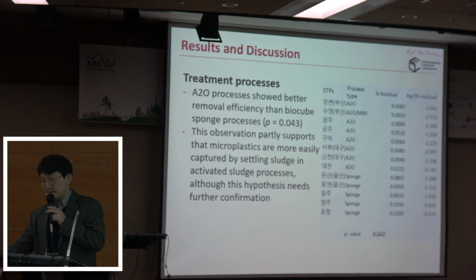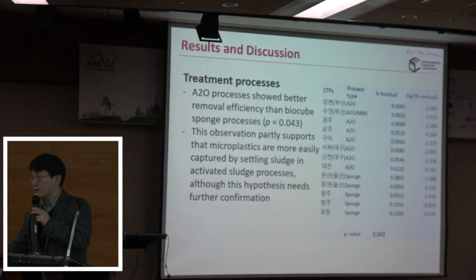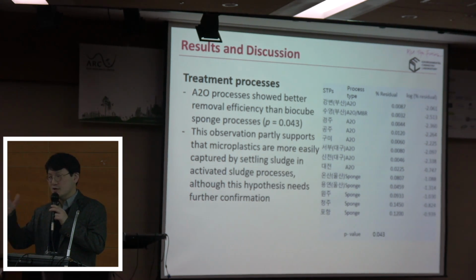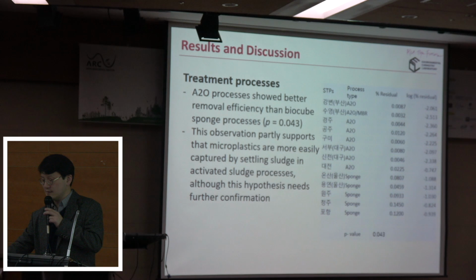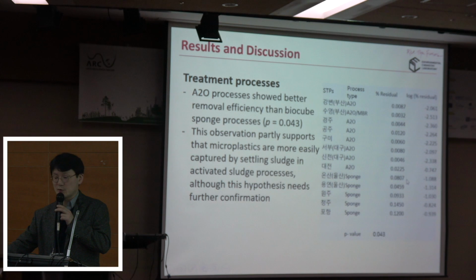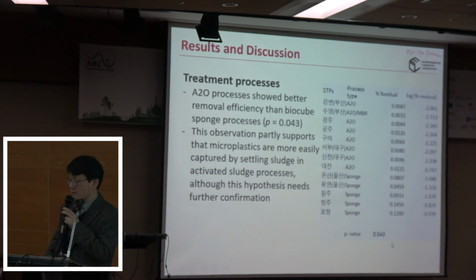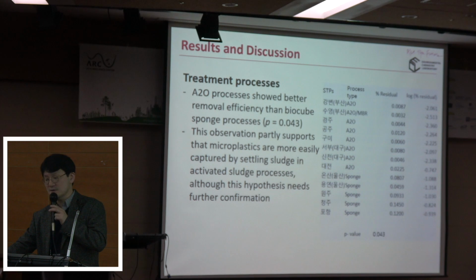And the final assessment from the preliminary study is on the performance of typical wastewater treatment processes on the removal of microplastics. The A2O, the anaerobic-aerobic process, was quite efficient to remove the particles, but the sponge biocube method was less efficient to remove the particles. And the p-value between two groups of treatment processes is less than 0.05, which means that we have a significant difference between the A2O process and sponge biocube.